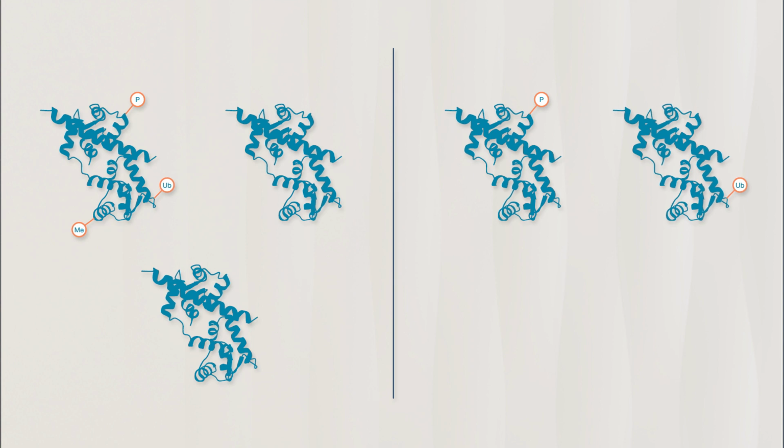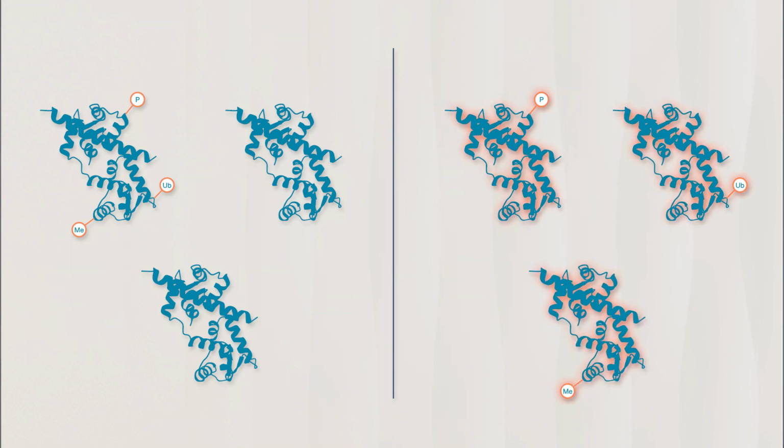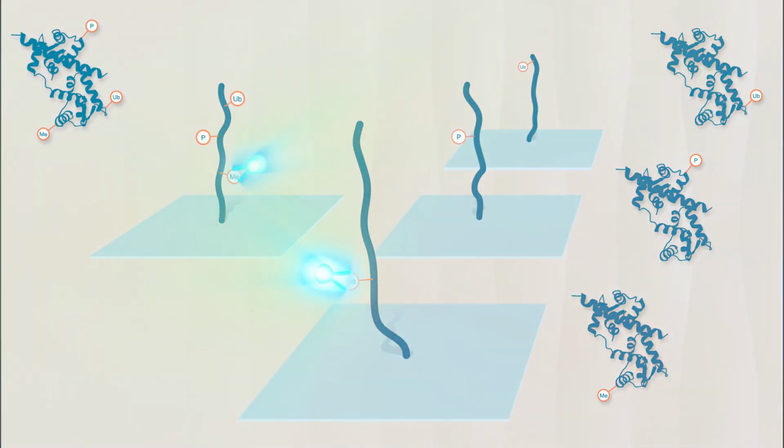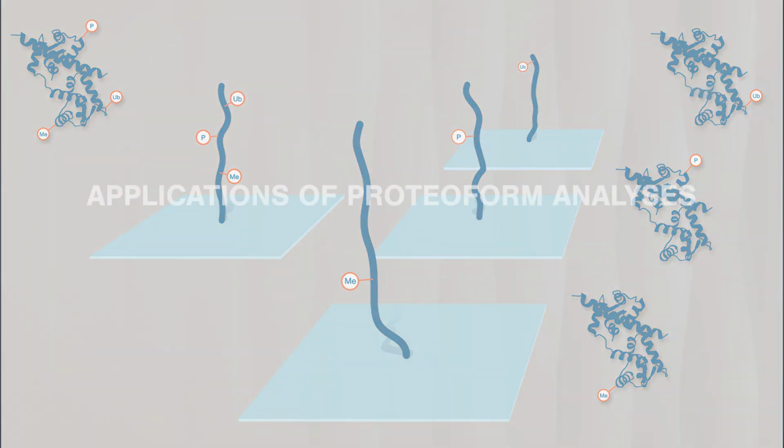On other platforms, it is often impossible to distinguish separate proteins modified in single but distinct ways from single proteins modified in multiple ways, with each scenario having potentially different functional consequences. Because our platform analyzes intact proteins at the single molecule level, these different proteoforms are readily distinguishable.